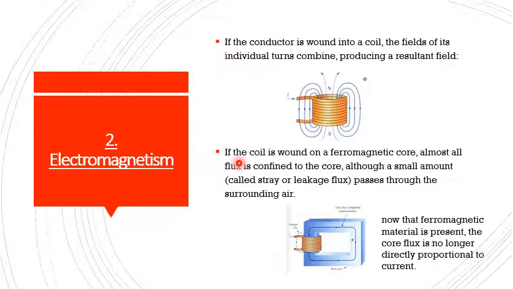Next, if the coil is wound on a ferromagnetic core, almost all the flux is confined to the core, meaning the flux flows through the core, although a small amount called stray or leakage flux passes through the surrounding air. Now that the ferromagnetic core is present, the core flux is no longer directly proportional to the current.